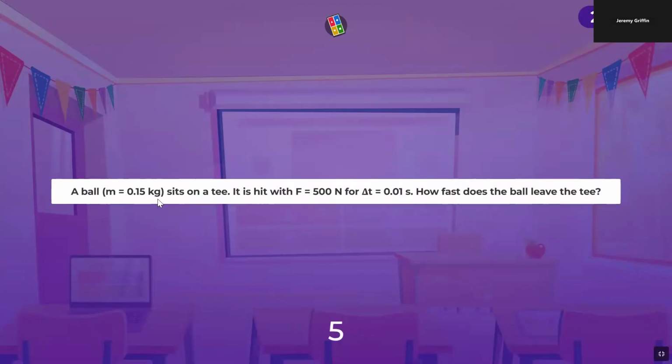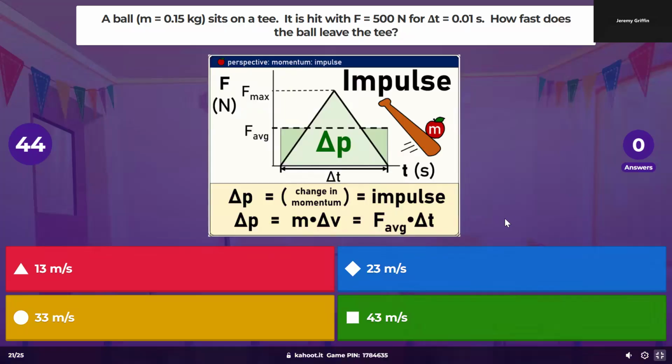A 0.15 kilogram ball, that's a baseball, sits on a tee. It's hit with a 500 newton force for 1/100th of a second. How fast does the ball leave the tee?